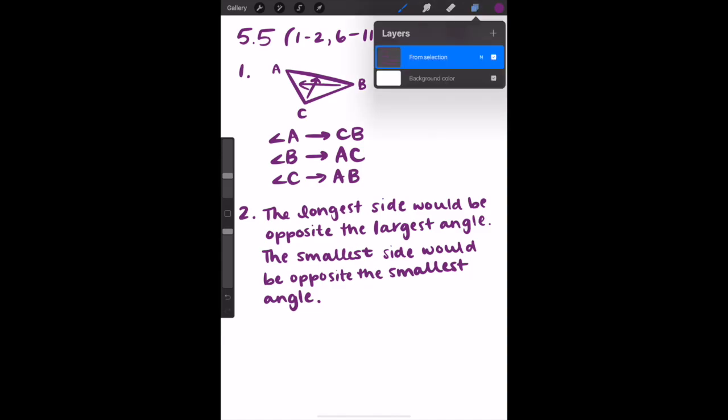Alrighty, on to number 6. We're writing the sides and angles in order from smallest to largest. So for number 6, they've given us angles. So the smallest is 51 degrees, which is angle C. And then 62 degrees, angle A. And then the largest, 67 degrees, is angle B. Now I'm just matching those up with the sides opposite. So opposite C is AB, opposite A is BC, and opposite B is AC.